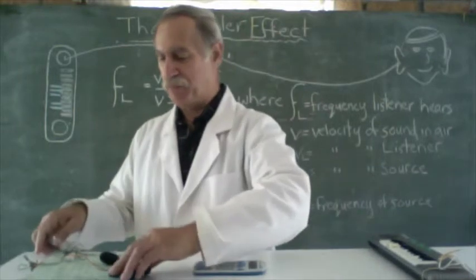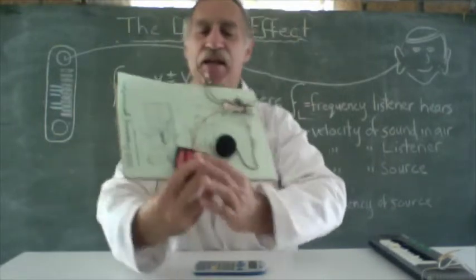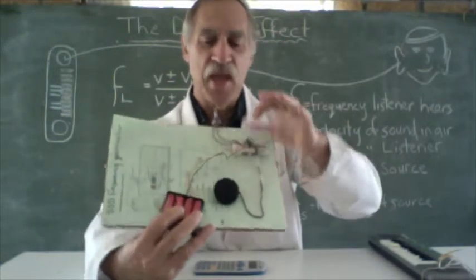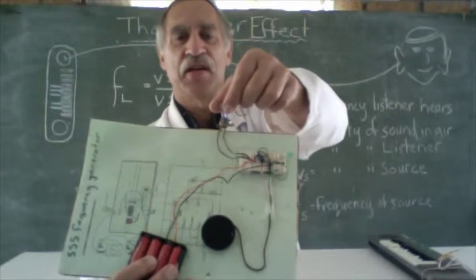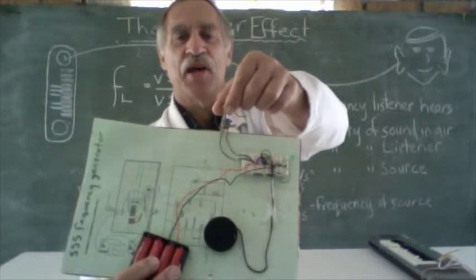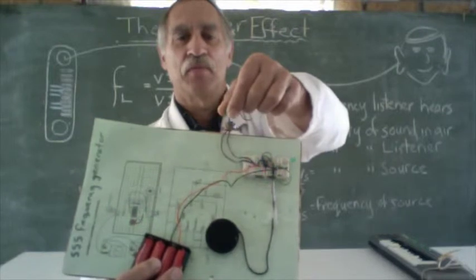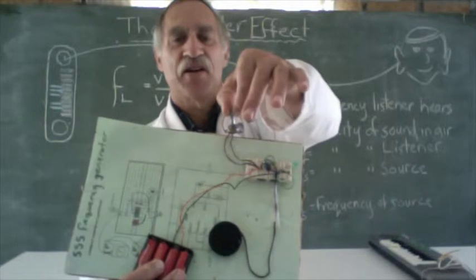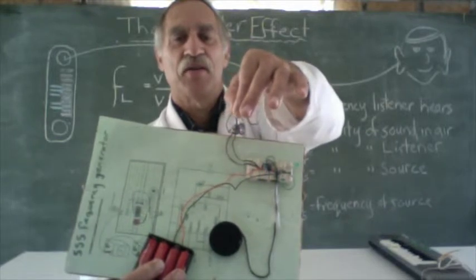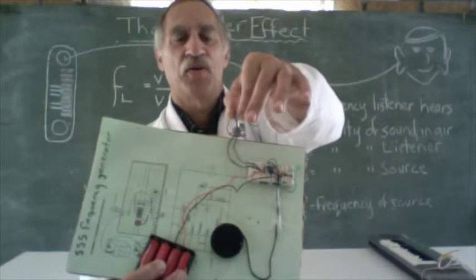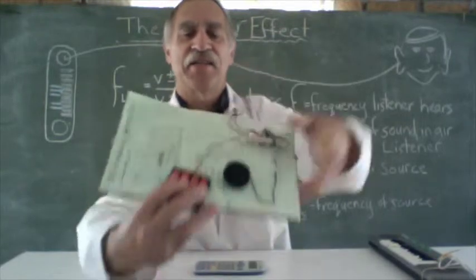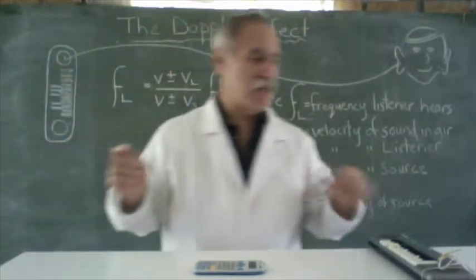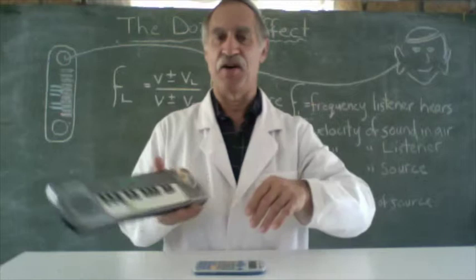Now here I have a little 555 chip, and it's generating a frequency, and I can make the frequency go up and down by turning this log pot, this potentiometer. So I can raise the frequency or lower it with this little device. Now that's nice, but there's another way that we can raise the frequency of something.